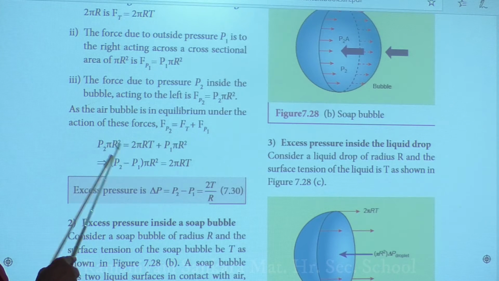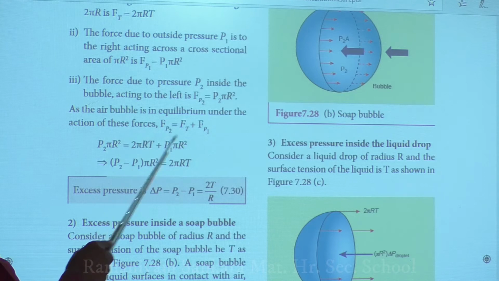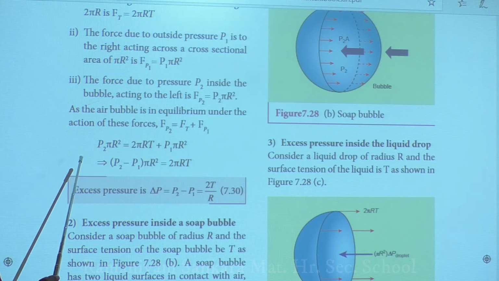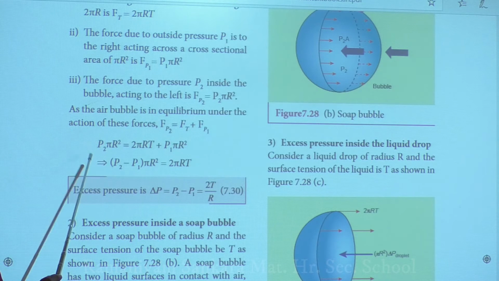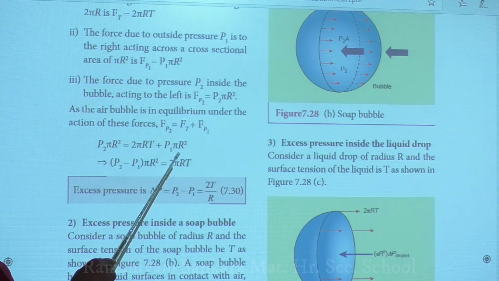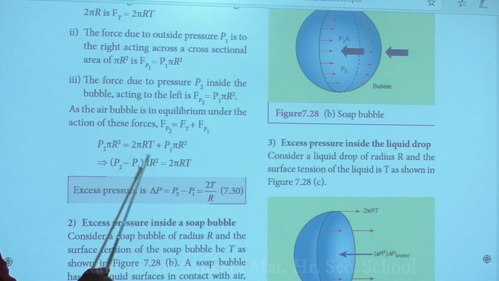So P2 pi r square equals this one, 2 pi r into T, plus here pi r square. Now bring this side: P2 pi r square, P1 pi r square. Take pi r square out, P2 minus P1. Here pi and pi cancel. R square, here one r is there, here r cancel. So the r will come down. So 2T by r. This is the final answer.